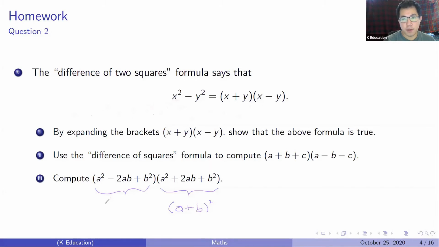Norman, I'm still asking you, what can I rewrite that as? The first bracket. You could rewrite that as a minus a minus b squared. Yeah. Okay. Right. And remember, they're being multiplied. Okay. Thank you, Norman.